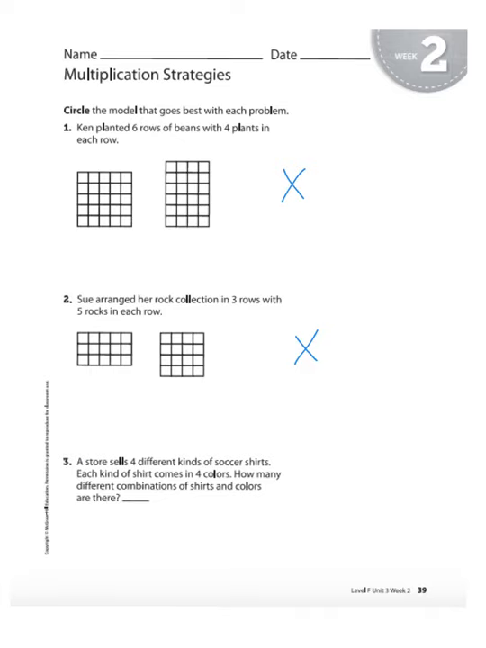Number 3, a store sells 4 different kinds of soccer shirts. Each kind of shirt comes in 4 colors. How many different combinations of shirts and colors are there? For this problem, I want you to see if you can set up the multiplication problem on your own. So this problem should look like blank times blank equals blank. So if a store is selling 4 different kinds of soccer shirts, each kind of shirt comes in 4 colors. So based off these 2 numbers, find your multiplication problem.